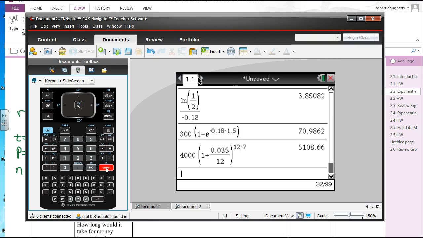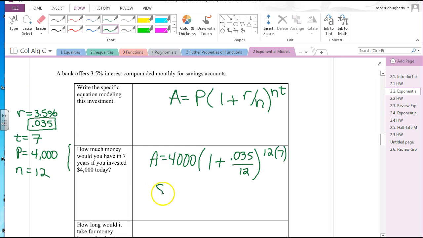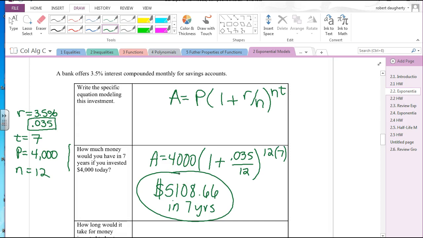5108.66. This is time, money, dollars, monkeys. What is this? It's not monkeys. This is what? Money. It sounds like monkeys. 5108.66. So it tells me that I will have $5108.66 in 7 years. Okay, so in that investment, I start with $4,000. At the end of 7 years, I have $5108.66. Okay, pretty straightforward.